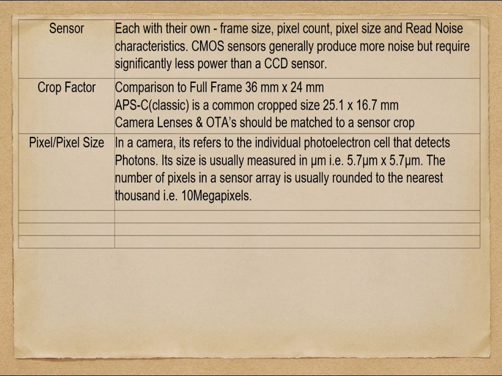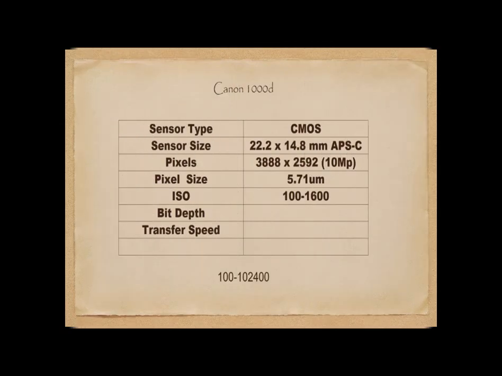When buying a camera lens or OTA, you should make sure that it's matched to the camera sensor crop size. And pixels in a camera refers to the individual photoelectric cell that detects photons. Its size is usually measured in micrometers, i.e. 5.7 by 5.7 micrometers. The number of pixels in a sensor array is usually rounded to the nearest thousand, i.e. 10 megapixels.